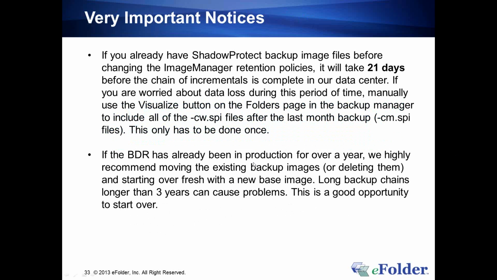All right. It says if you already have ShadowProtect backup image files before changing the Image Manager retention policies, it will take 21 days before the chain of incrementals is complete in our data center. If you're worried about data loss during this time period, manually use the Visualize button on the folders page in the Backup Manager and include all of the CWs, and that's for collapse weekly. CM is for collapse monthly.